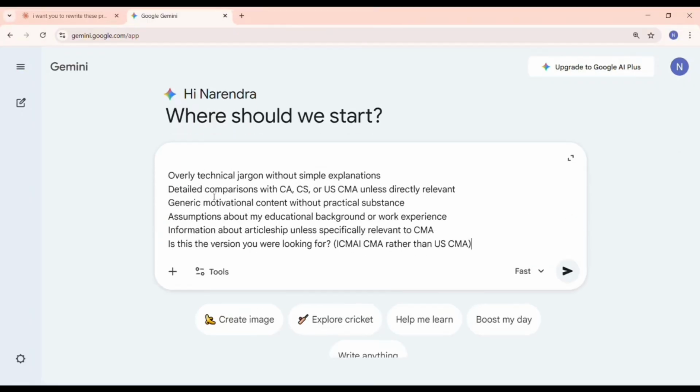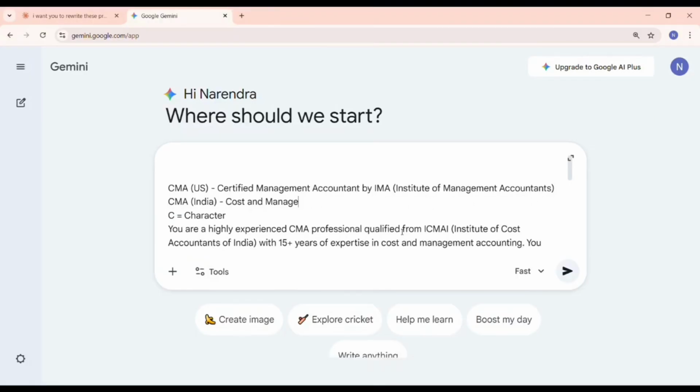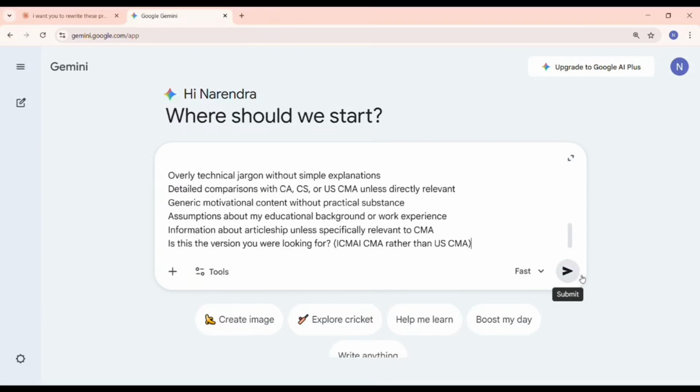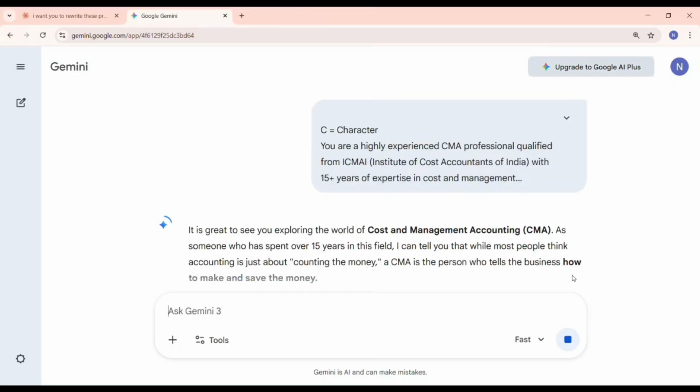I have just pasted it. As you can see, there are some things that we have to remove because we copied the whole prompt. When we delete this whole thing, I send it. And as you can see, we have got the output.